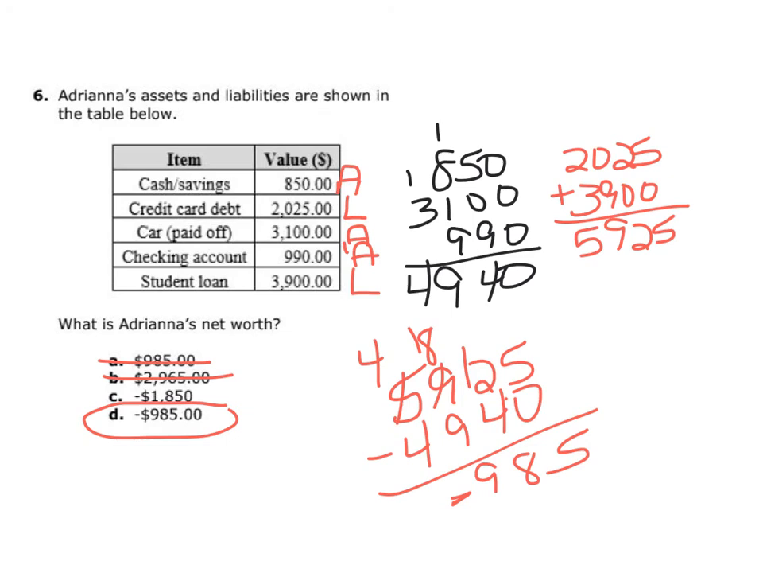And if you picked A, that means you didn't remember that when you have more liabilities than assets, then your net worth will be a negative. Now make sure you are writing down your mistakes, or write down what you did wrong. Make sure you explain it correctly and use complete sentences.